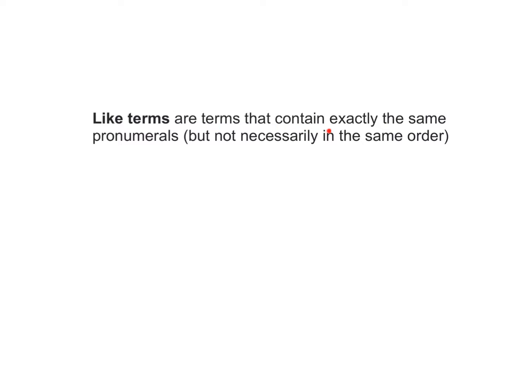They are terms that contain exactly the same pronumerals, as in A, B, C, etc., but not necessarily in the same order. So, for example, we can have 6AB and 3BA. They will be like terms because the A and B over there has got an A and a B over there, and these are multiplication signs between them. Therefore, they are like terms.